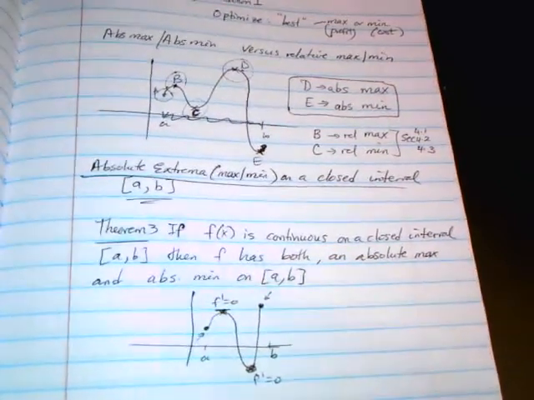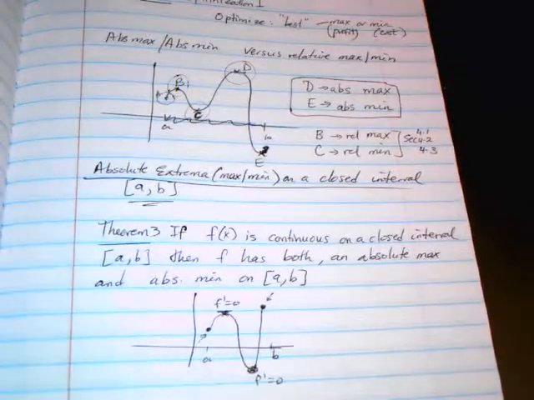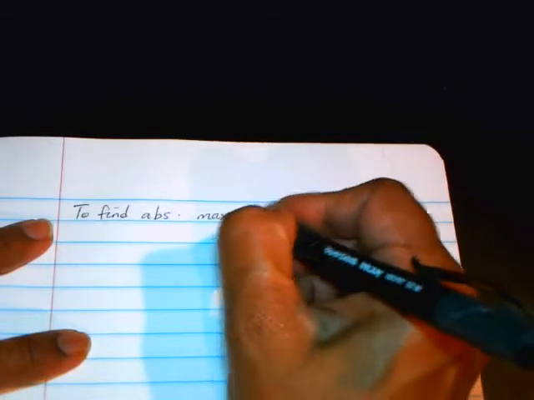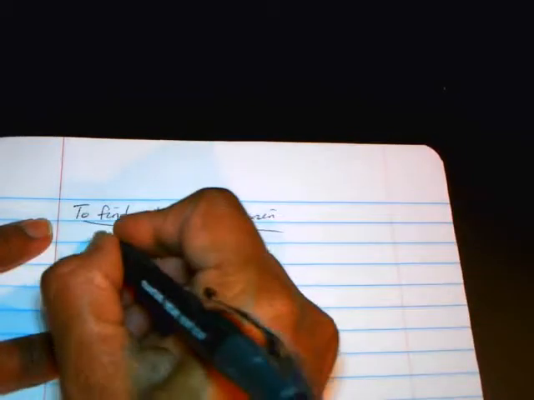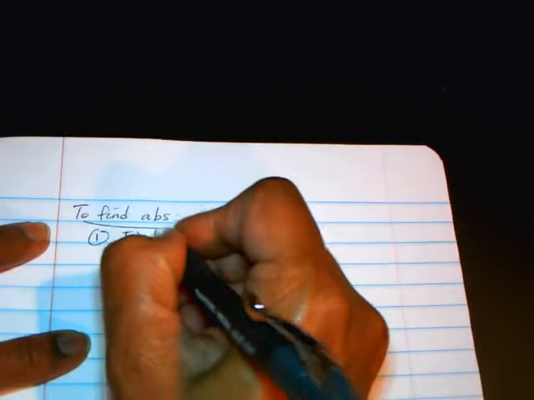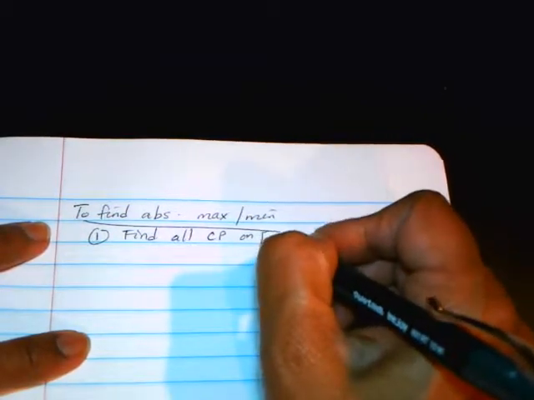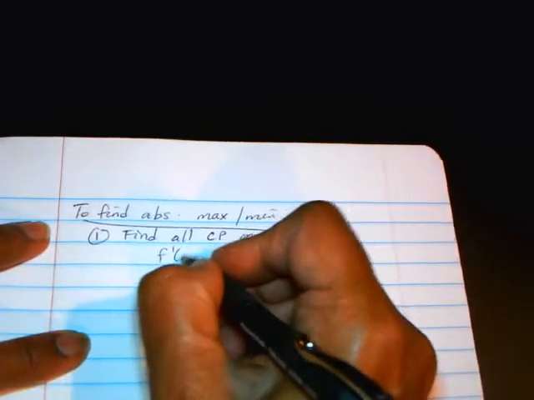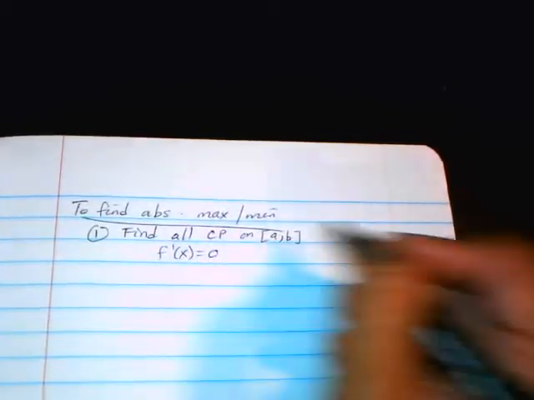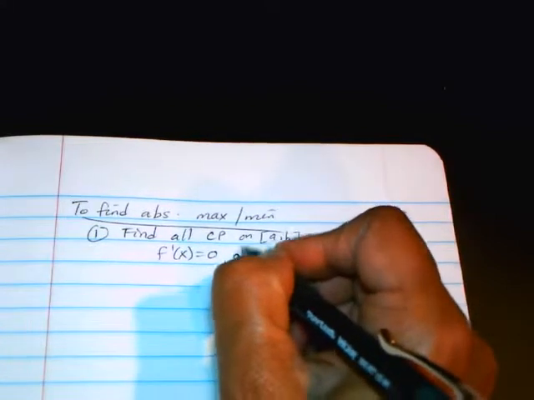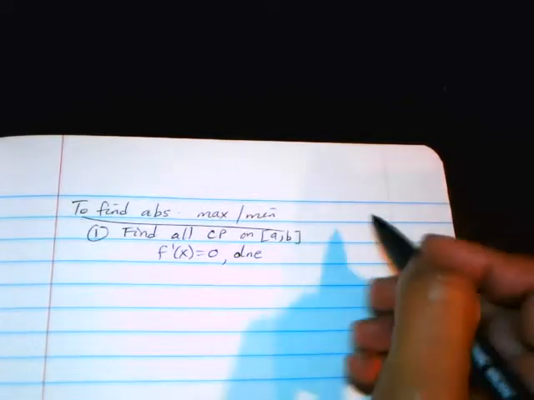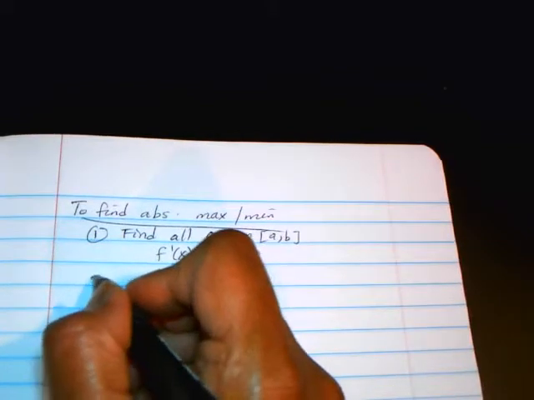So to summarize this section, to be able to find the absolute max and min, step 1, find all critical points on the interval AB. Remember, by setting the first derivative equal to 0, or see where it does not exist, but remember it needs to be in this interval, it needs to be defined.